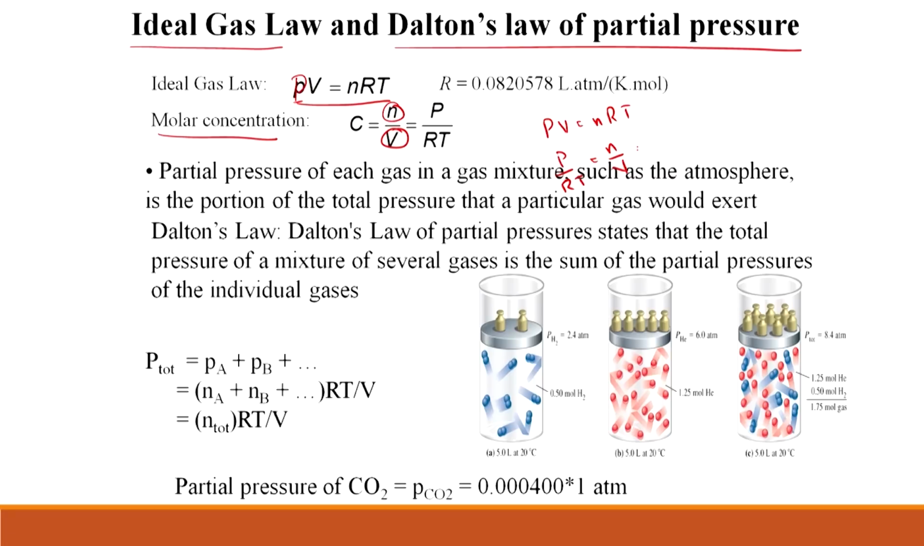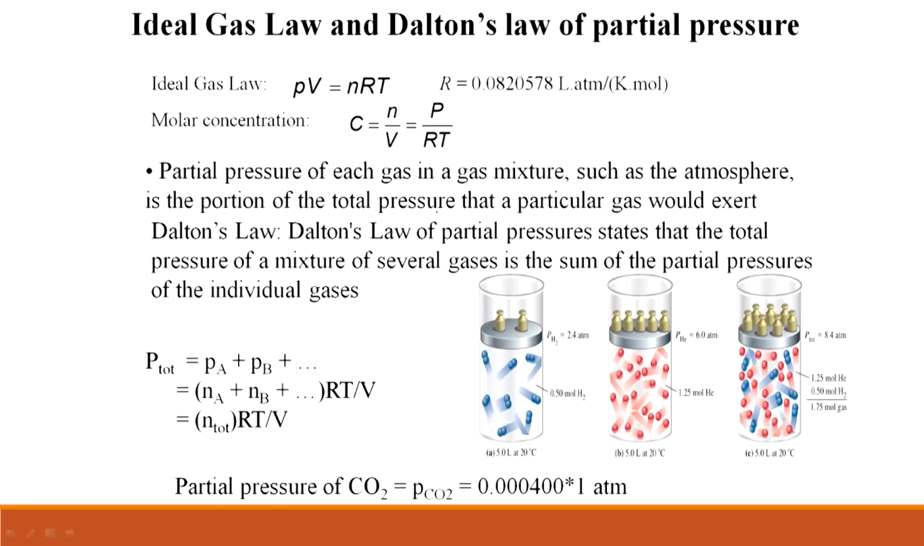Again, what do we have here? Partial pressure of each gas in a gas mixture, such as in the atmosphere, is the portion of the total pressure that a particular gas would exert. It is that particular portion. For example, here you have a mixture of gases, helium and hydrogen, and as you can see, here you have the partial pressure and the molar concentration, and similarly partial pressure and molar concentration out here. It is proportional to the partial pressure of each gas, a portion of the total pressure that a particular gas would exert. That is a no brainer, but here is what I wanted to look at.